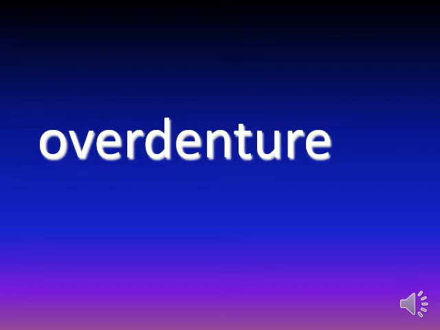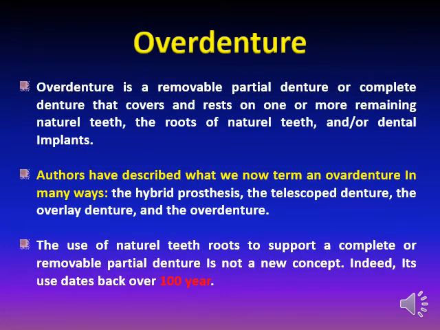Our lecture today is about overdenture. Overdenture is a removable partial denture or complete denture that covers and rests on one or more remaining natural teeth, the roots of natural teeth, and/or dental implants. It is also called hybrid prosthesis, telescopic denture, or overlay denture.